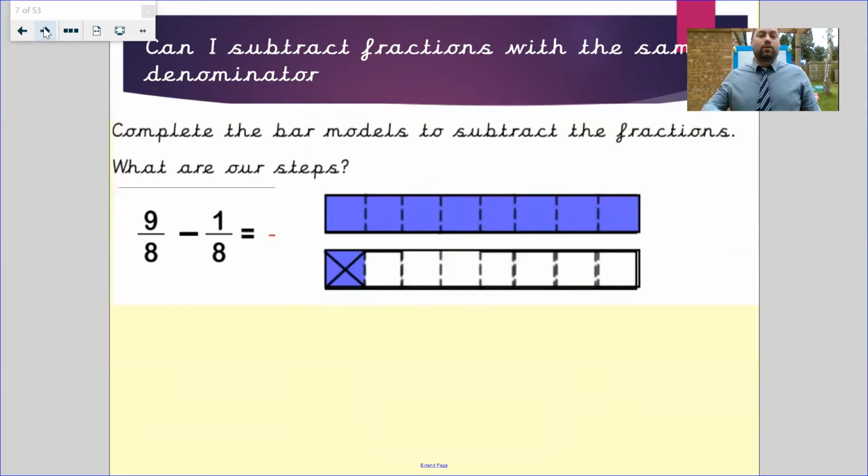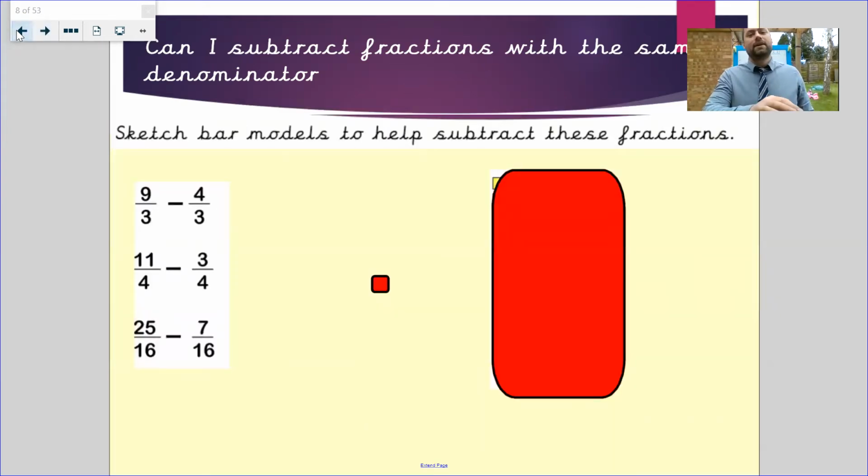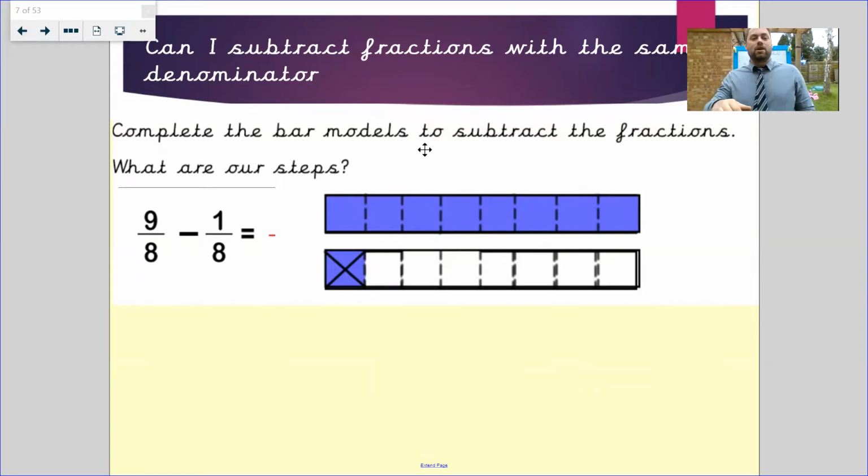So you can give this one a go, or I'll show you this one again, in fact, because you'll do one next. So in this one here, we've got 9 over 8 take away 1 over 8. So here we go. We've colored in our 9. We've crossed out 1. And what are we left with? 8 over 8, or we're left with 1 whole.